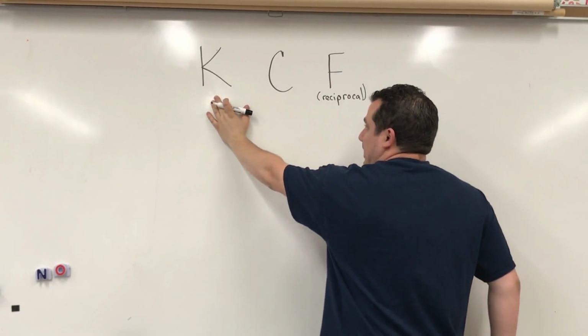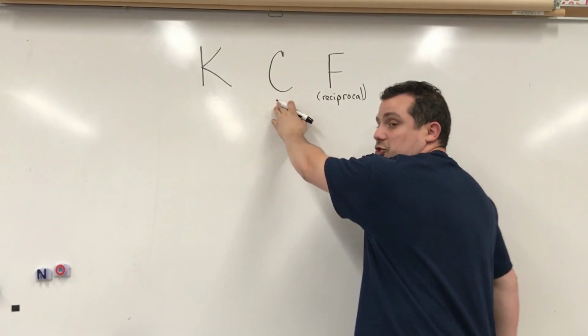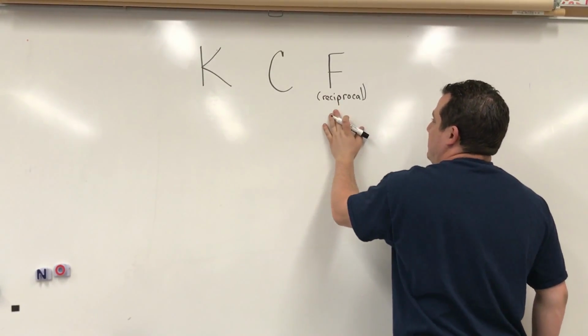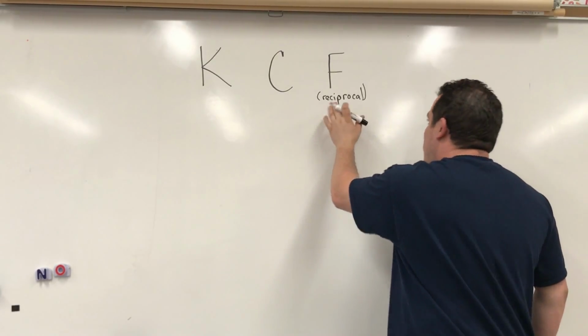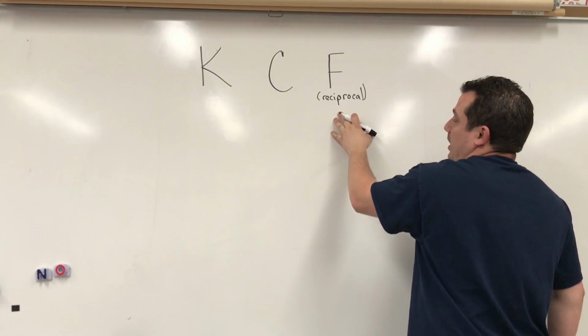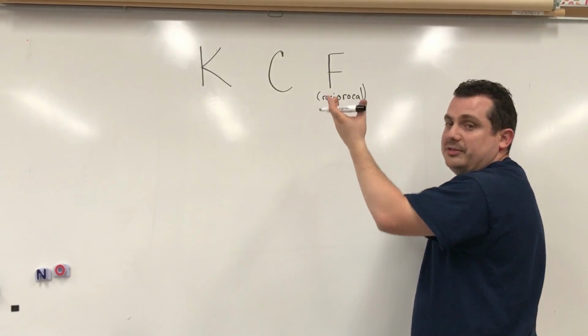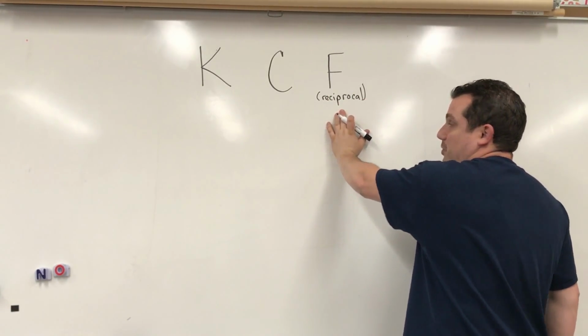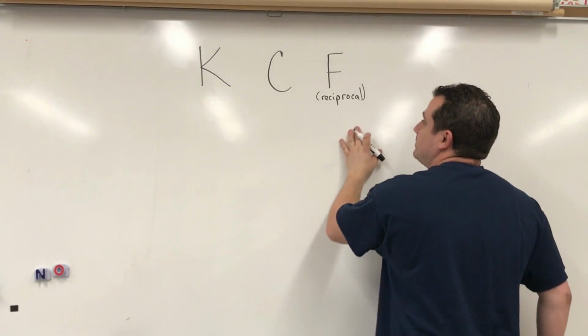The K is keep the first fraction the same. You're going to change your division to multiplication, and you're going to flip the second fraction around. You could flip it, or you could use the term reciprocal. It's the same thing. Just picture your fraction doing a headstand.